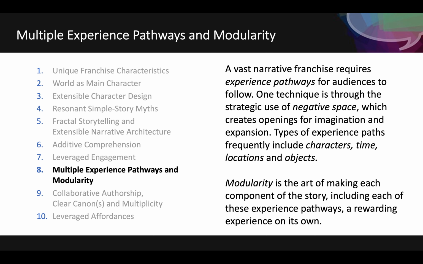So, a vast narrative franchise requires experience pathways for audiences to follow. This is the same stuff I talked about at the very beginning of this class, where we were looking at the little blue arrows that would connect the tie-in movies and the comics and the video games back into the original feature films of the Matrix trilogy, and so on and so on.